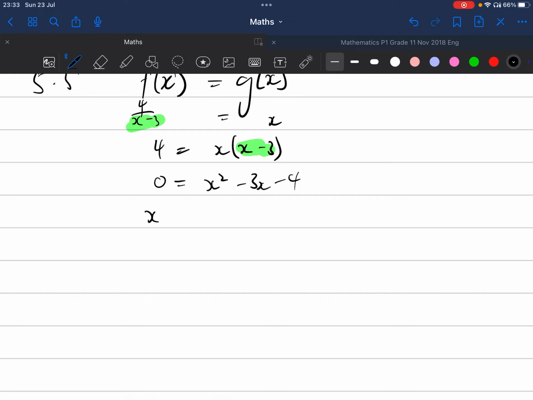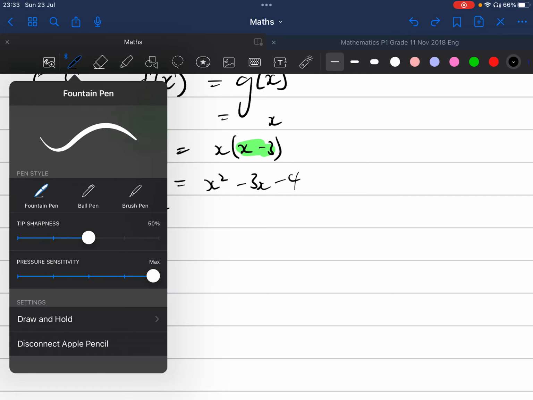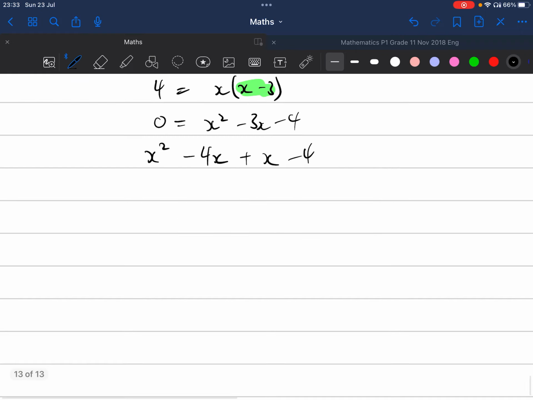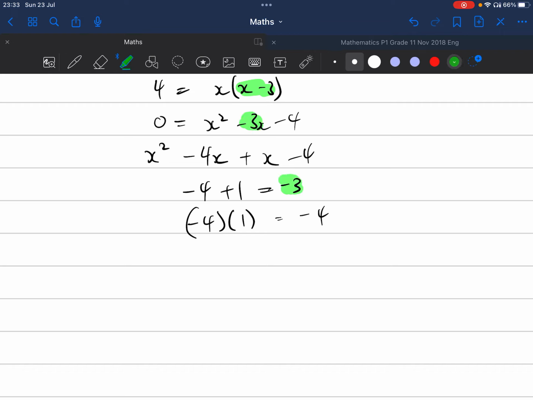Now remember, to solve this trinomial, to factorize it, we need to find two numbers that when I add them together I get minus 3, and when I multiply them together I get minus 4. So let's see what those two numbers are going to be. Okay, let's try minus 4 and plus 1. So if I take minus 4 plus 1, I get minus 3. If I take minus 4 times 1, I get minus 4. So that gives me my minus 3 when I add them together, and that gives me my minus 4 when I multiply them.